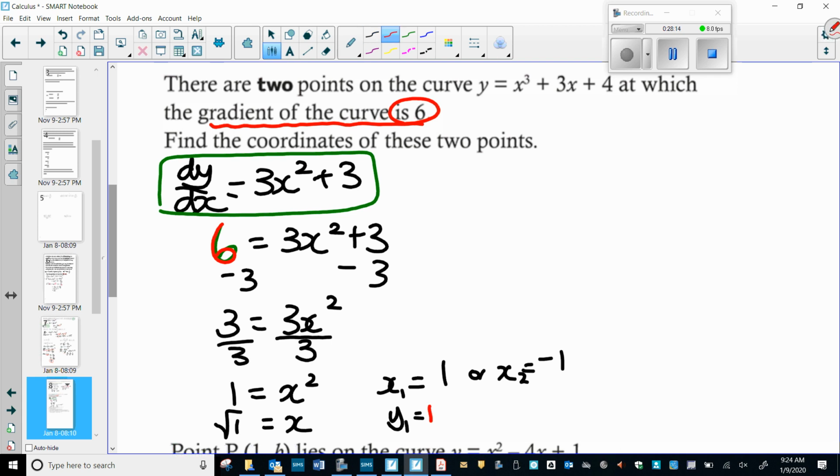So we've got 1 cubed plus 3 lots of 1 plus 4. And then y2 would be negative 1 cubed.